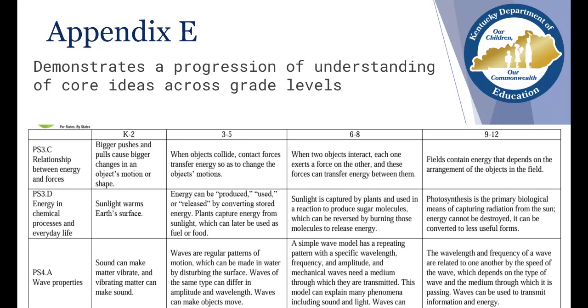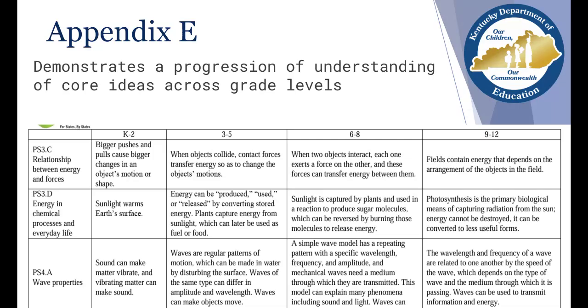So if you look at your appendices, Appendix E is the one that takes the DCIs and breaks them down by grade band. And so you can see, if you're a 4th grade teacher teaching about waves, you know what you're supposed to teach. But do you know what they should have gotten in K through 2? And do you know what they're going to get in 6 through 8? And where do you fit in that whole coherent sequence?